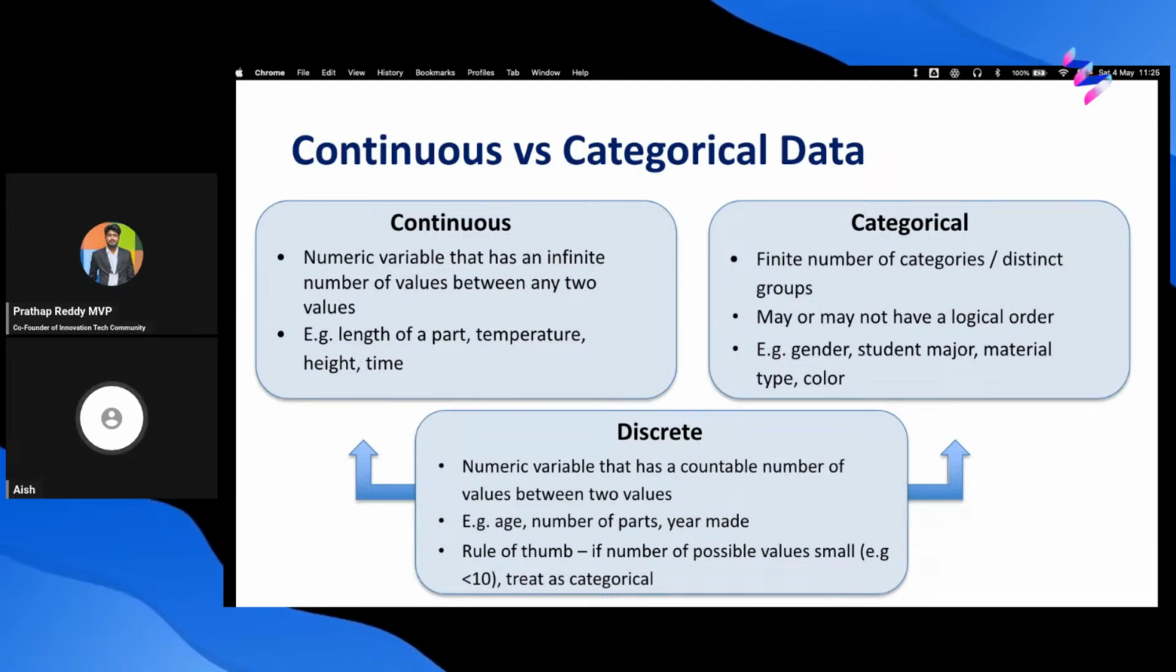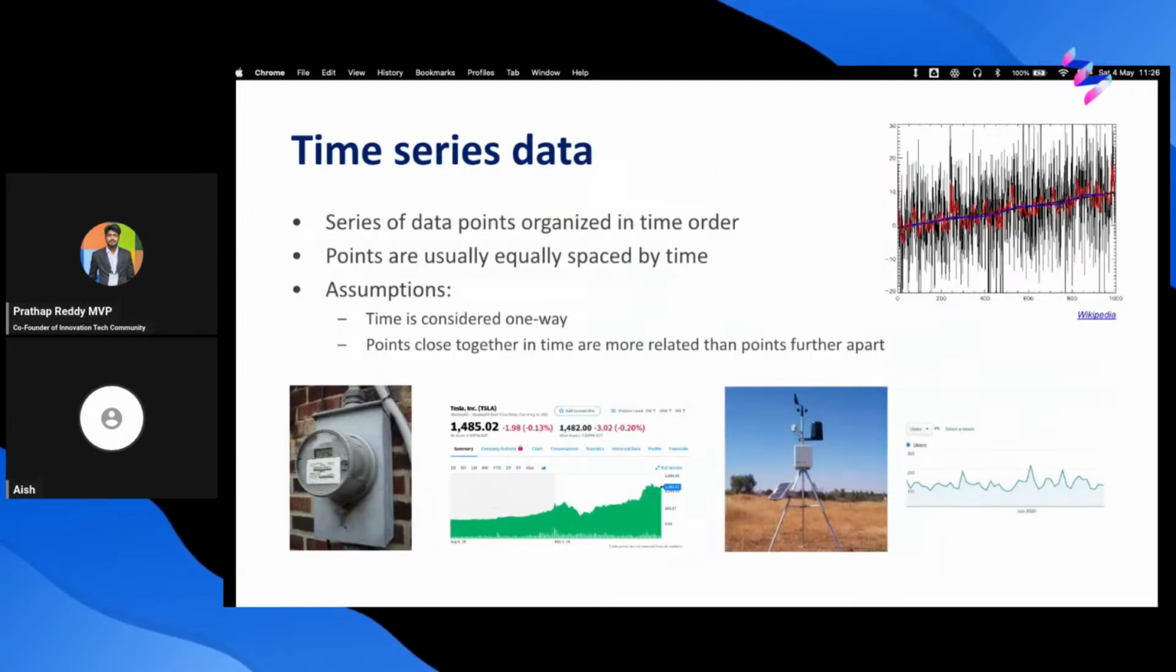And then discrete data is the one which has a countable number of values between two values. For example, age. If you have to predict the age of a person or the life expectancy of a person, that number is always going to be between 0 and, I don't know, 110, because that's the maximum age possible for humans. So that is an example of discrete data. So these are the different categories of data.